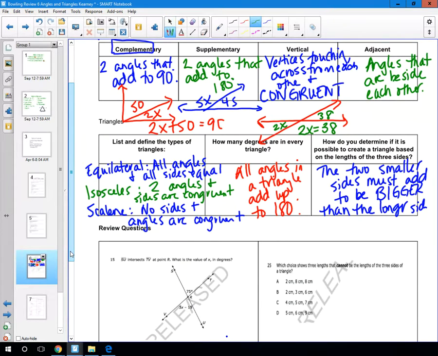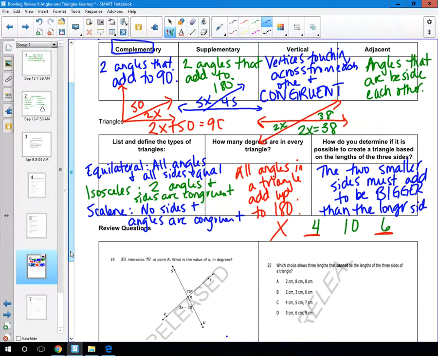For instance, if you had 4, 10, and 6, and we want to know if that made a triangle, we add up our two smaller sides. So 4 and 6. 4 plus 6 equals 10, so it's not bigger, so they would not be able to touch, so this would not make a triangle.